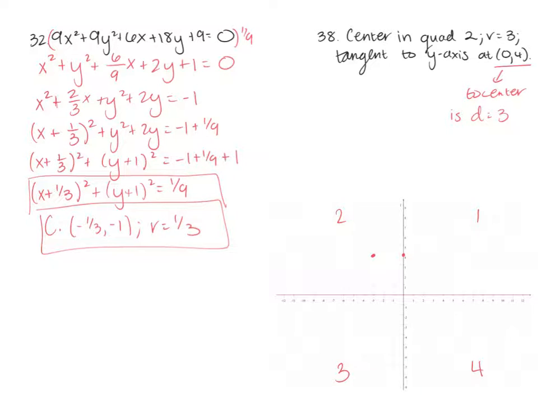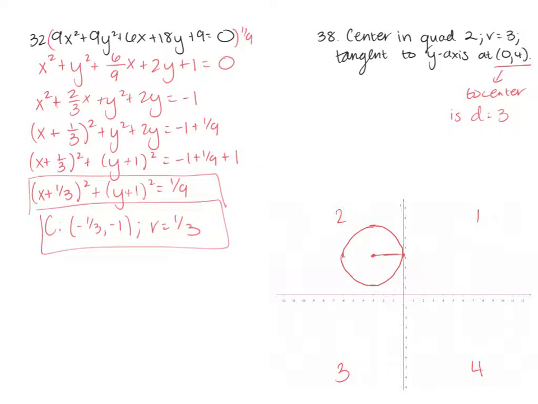So we now just figured out our center, and we can use the knowledge of the radius being 3 to figure out the rest of what the circle looks like. So 1, 2, 3, 1, 2, 3. So this right here is our circle. So now that we know that, we can figure out the equation of the circle just by knowing this.